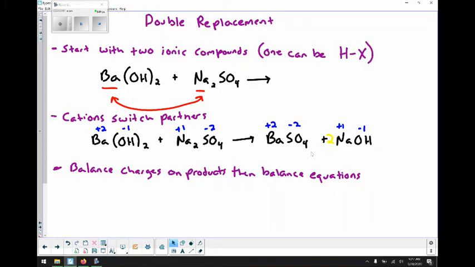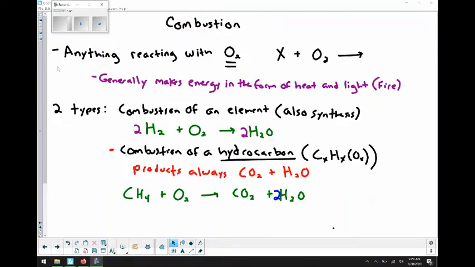They're all set. Then you can balance the entire equation. I put this yellow 2 coefficient in here because we needed 2 sodiums and 2 hydroxides on each side. So you balance the charges first, make all your products, and then you balance the whole equation. But double replacement: 2 ionic compounds, and the cations switch partners. So the cation with the one goes with the anion from the other one, and vice versa, and that is a double replacement.